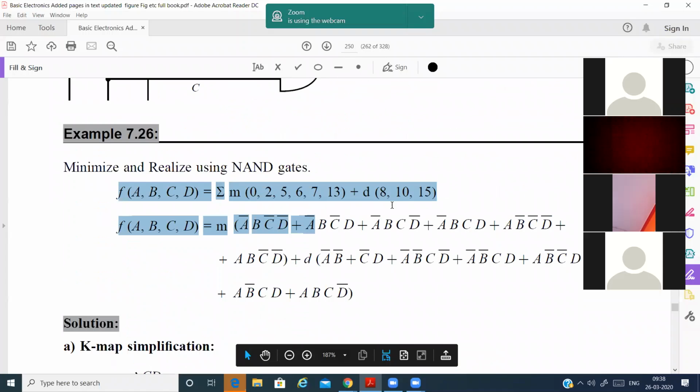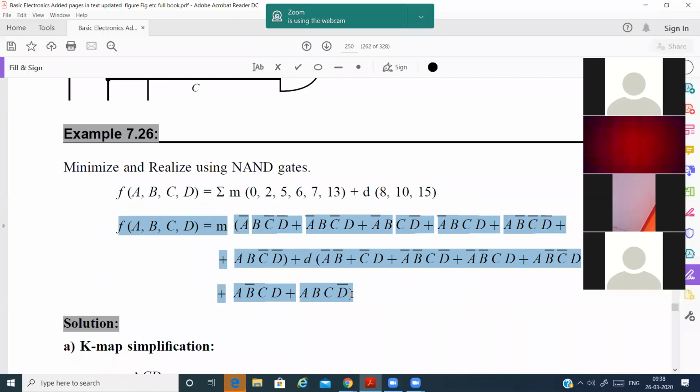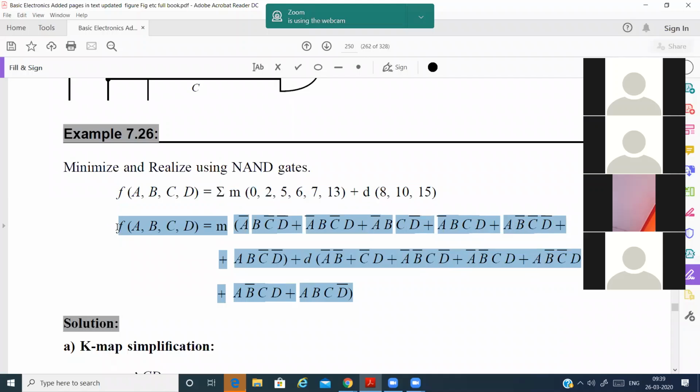Okay, just consider this equation: m of 0 2 5 6 7 13, d of 8 10 15. I'll tell you how we can get this equation. In the exam, they can give it to you either in this form or in this form, either way.